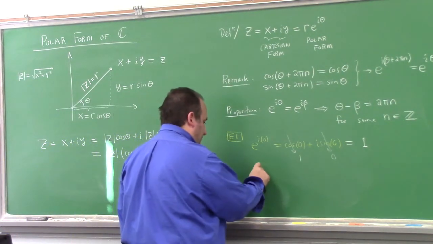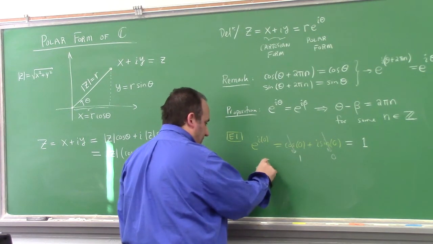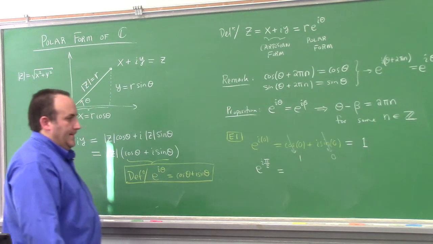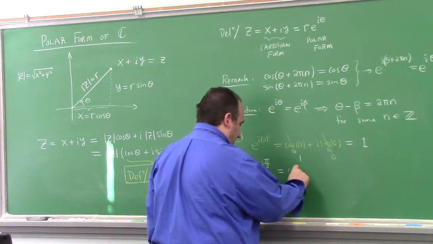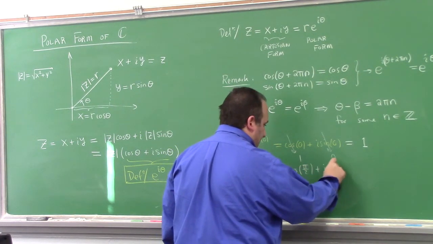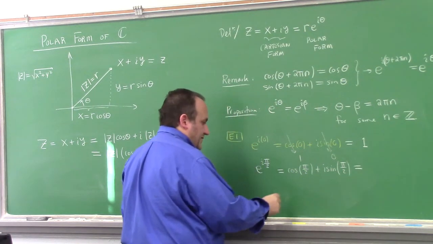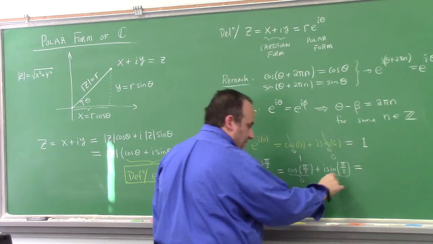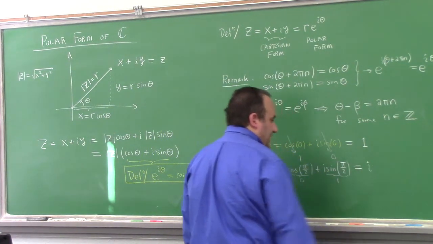Another interesting one, if we do e to the i pi over 2, what do we get? That would give us cosine of pi over 2 plus i times the sine of pi over 2. Now cosine of pi over 2 is what? 0. Sine of pi over 2, well, that's 1. So e to the i pi over 2 is just equal to i.